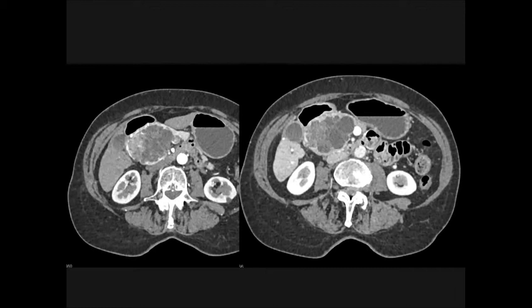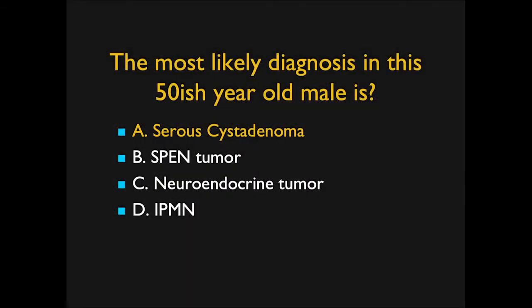Neuroendocrine tumor, usually they're more vascular. IPMNs, if this was an IPMN, it would be an aggressive malignancy in an IPMN. The most likely diagnosis, you can see the septations. Though the enhancement's a little bit strange, I'm still going to go with a serous cystadenoma. I surely could not exclude a neuroendocrine tumor, but it would be atypical, but this was a serous cystadenoma.